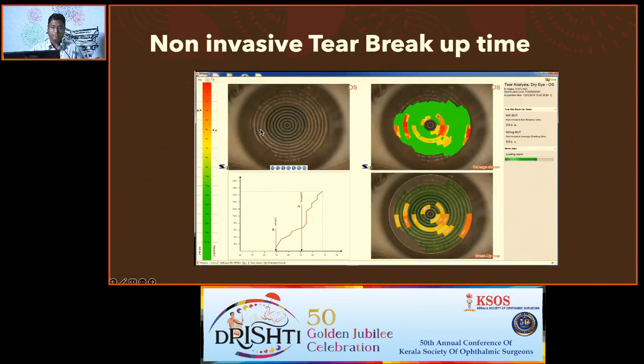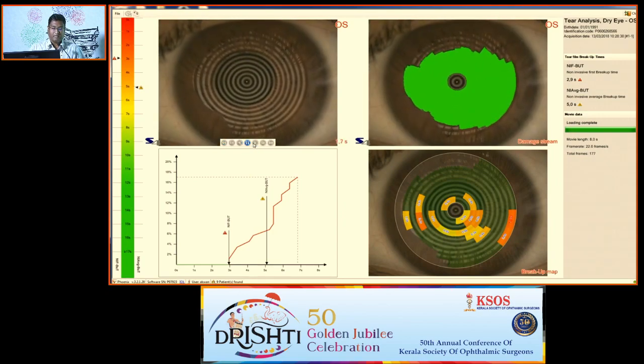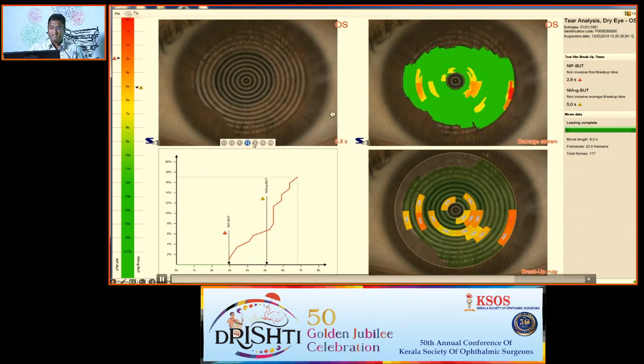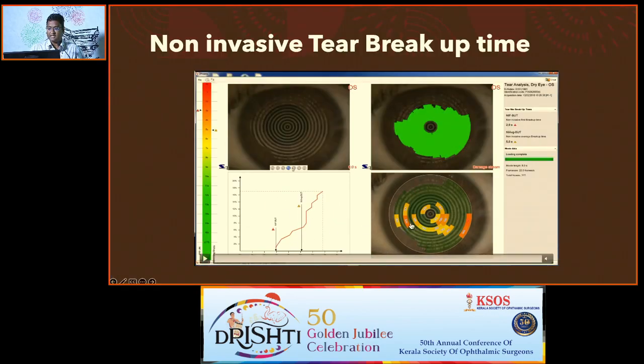in the LipiView. The next non-invasive test is the non-invasive tear break-up time. It's more precise and better than the fluorescein strip that we use. Once you ask the patient to blink, you can see red spots occurring, and you have the exact seconds in which the dry spots occur on the ocular surface.